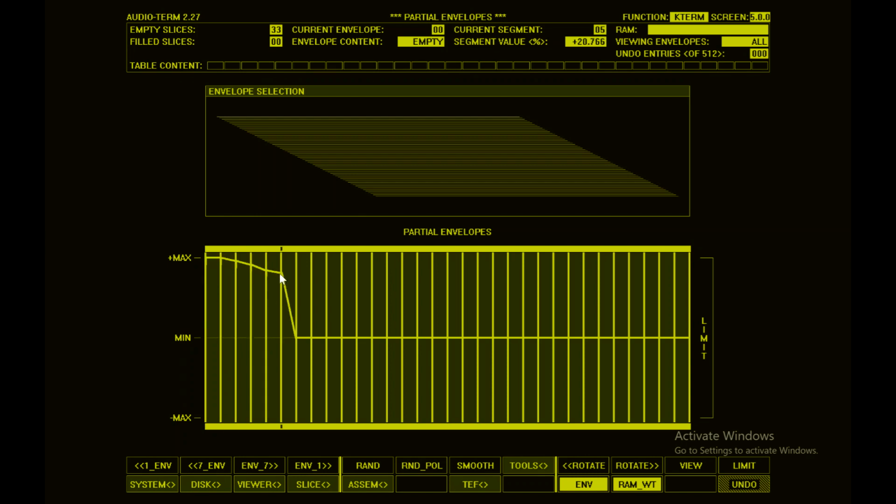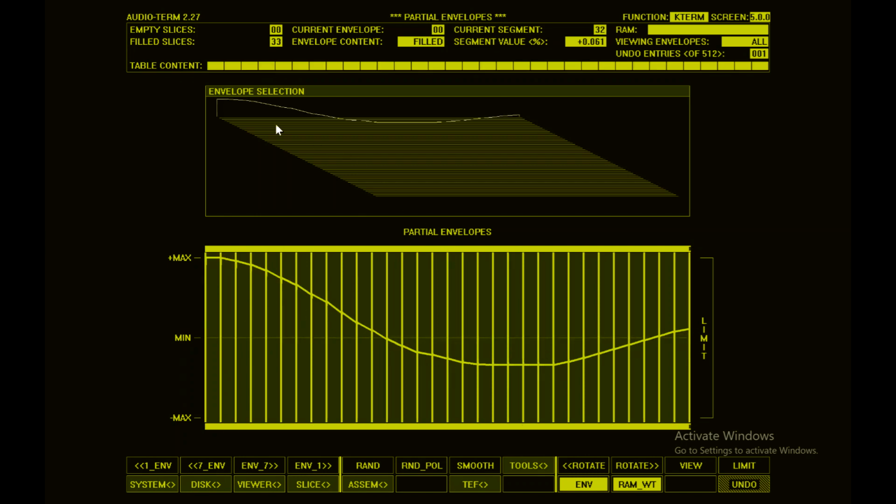So I'm going to draw one by hand. And there it is. Current partial envelope 0. I've made it. Navigation buttons. We've seen this before in the slices. Now I can see the one that I already drew in a thin line, and I can turn that off by selecting viewing envelopes to current only. Current. Okay, that thin line went away.